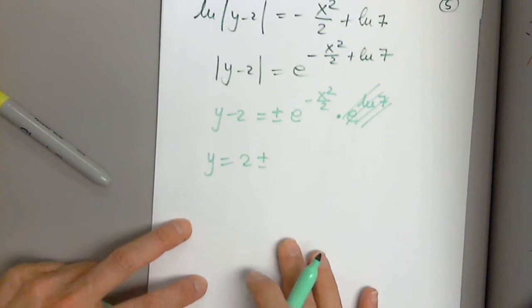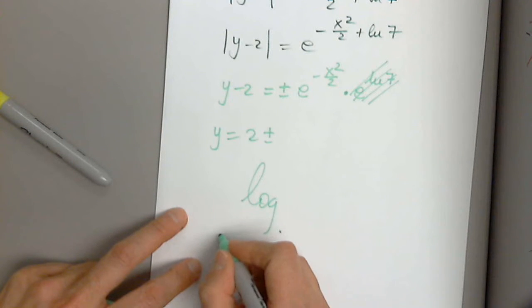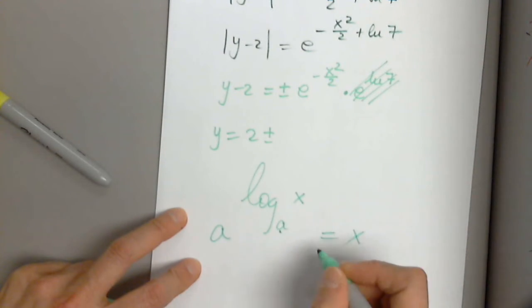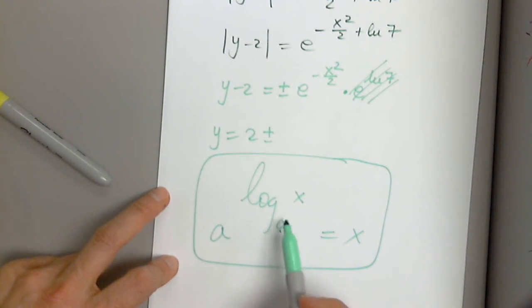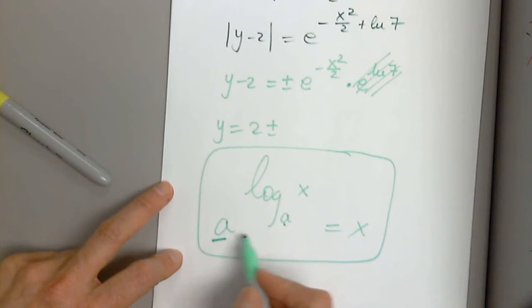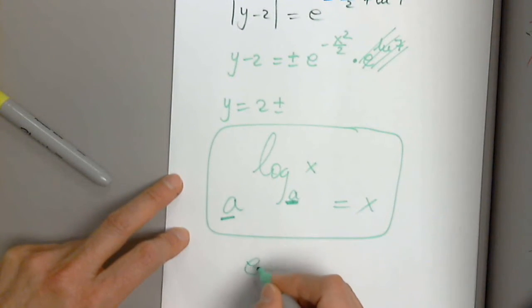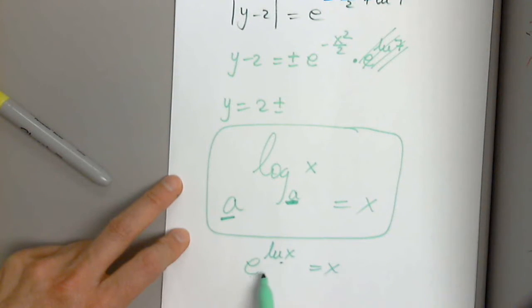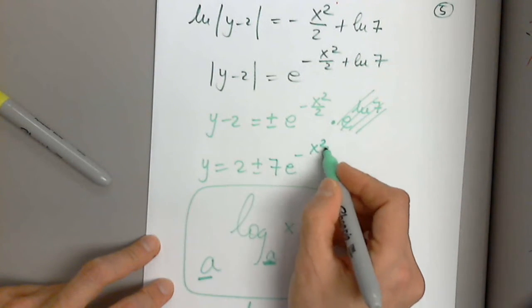Yes. Okay. E raised to, here's another property. A raised to log base a of x is x, as long as this and this are the same base. The same thing with e raised to natural log x is x, because this and this base are the same. So this will be 7. So 7e to negative x squared over 2.